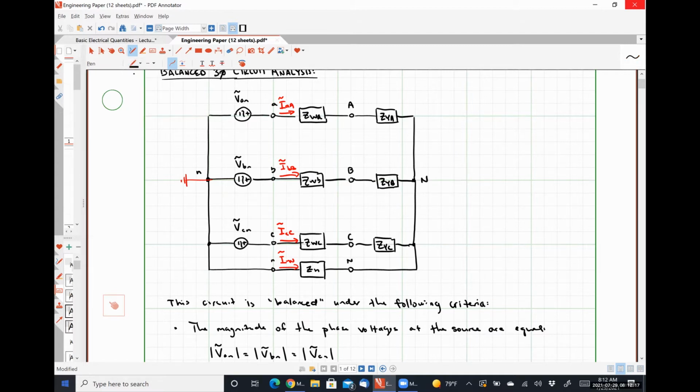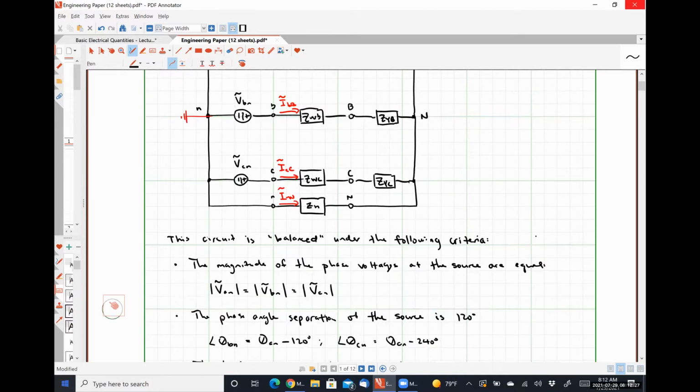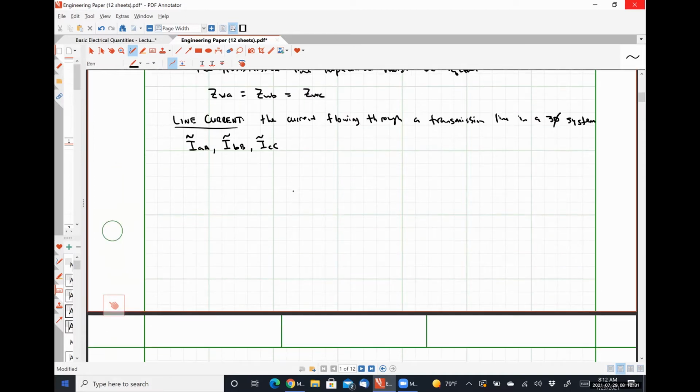So if we apply Kirchhoff's current law at our load side neutral, capital N, what we would observe is that IAA plus IBB plus ICC plus INN is equal to 0.